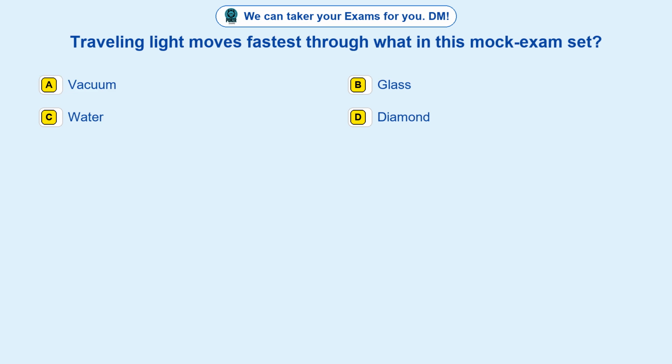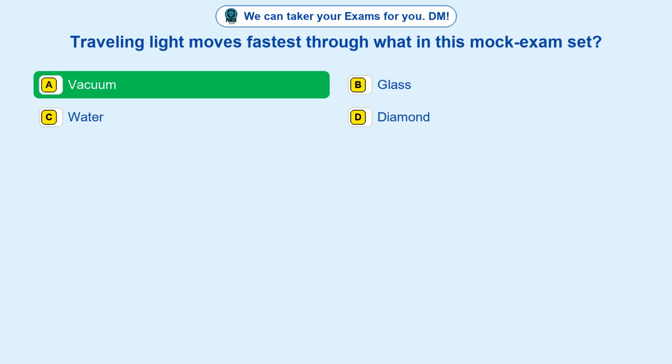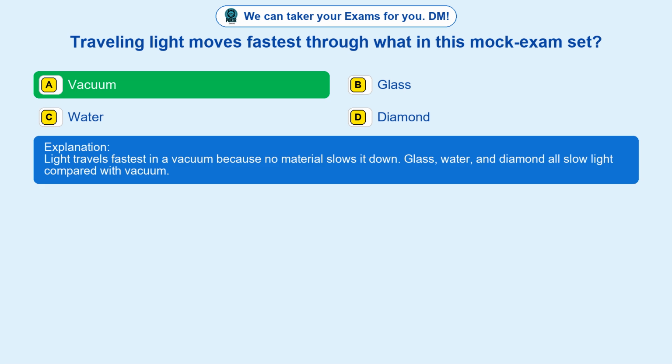Question 66. Traveling light moves fastest through what in this mock exam set? Option A, vacuum. Option B, glass. Option C, water. Option D, diamond. The correct answer is option A. Vacuum. Light travels fastest in a vacuum because no material slows it down. Glass, water, and diamond all slow light compared with vacuum.